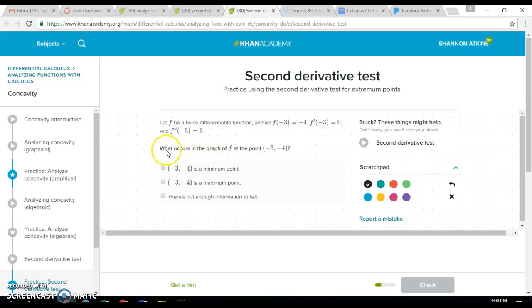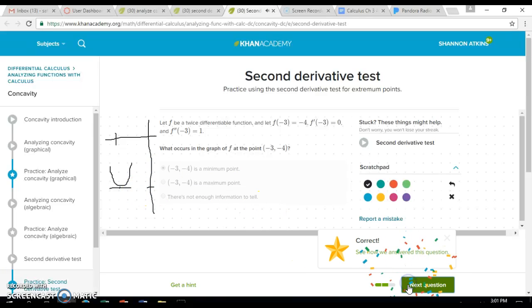-3, -4. So let me draw a picture. Let's say -3, -4, somewhere around here. I've got a point, and the first derivative is 0. Again, first derivative is 0 means there's a horizontal tangent. Second derivative is positive, meaning the function is concave up. Is this exactly the same as the one we just did? I think it is. So again, at that point (-3, -4), there is a minimum. Hopefully we get a different one on this last one.